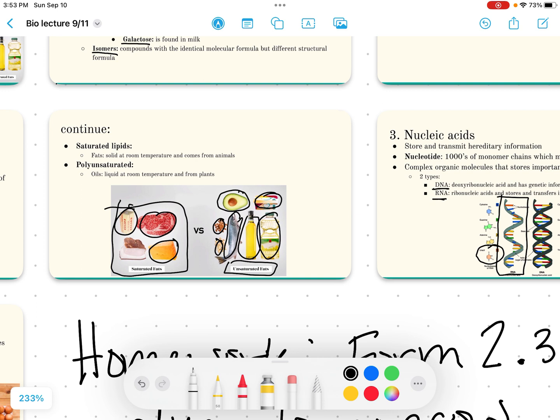We have 2 types of lipids. We have saturated lipids and polyunsaturated lipids, also known as unsaturated lipids. So saturated lipids are fats that are found solid at room temperature and come from animals. And then our polyunsaturated are oils that come from plants or fish.